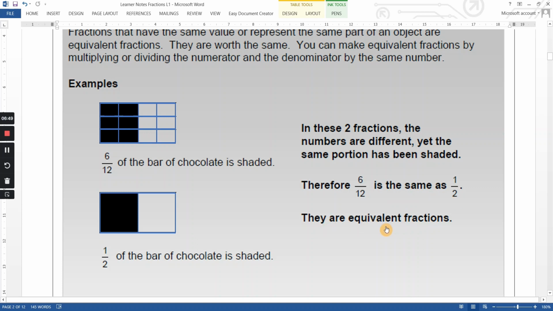They are equivalent fractions. Sometimes you might have seen fractions where you're simplifying. 6/12 does simplify to a half. Going the other way, a half is the same as 6/12, or you can say a half is equivalent to 6 out of 12, or 6 out of 12 is equivalent to a half. So they're both equivalent to each other. Equivalent just means that they're the same. They both equal the same thing.